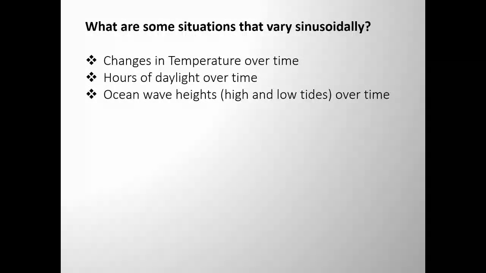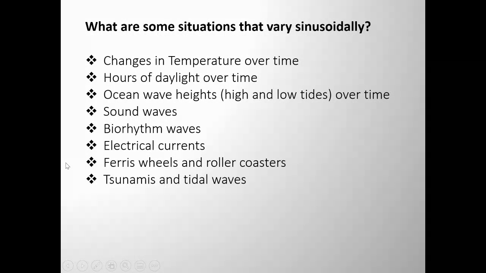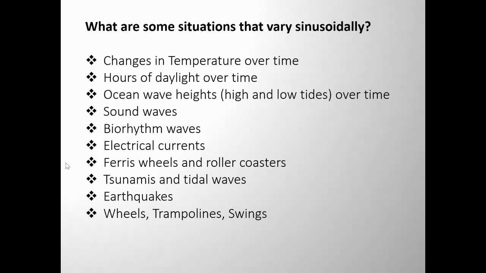Ocean wave height, so like high tide and low tide, right? Over time, maybe like in a day, how many times do you get to high tide, low tide, high tide, right? It's bouncing back and forth. You can think about what the period is. Sound waves, biorhythm waves, electrical currents, Ferris wheels and roller coasters, right? It could be your height on a Ferris wheel. Tsunamis and tidal waves. They're not all going to look the same, but they vary sinusoidally. Earthquakes, wheels, trampolines, and swings.